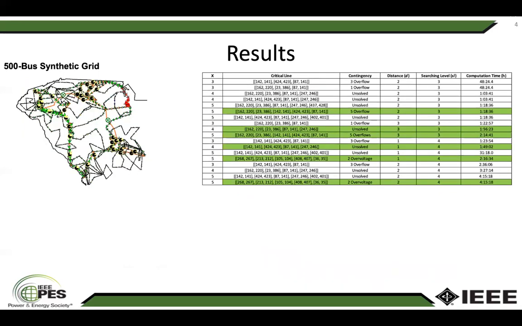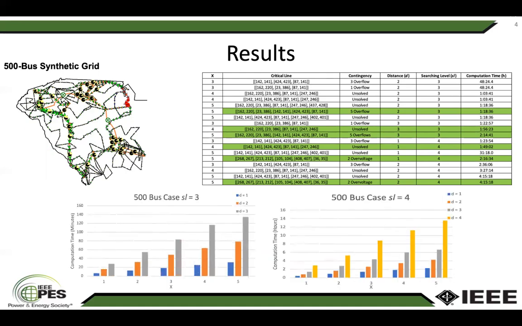For the 500 bus case, we find more critical branches under different distance and searching level. And here is the computation time graph. For the 500 bus case, we find out the searching level is more sensitive than the distance regarding the computation time, since the searching level determines the number of neighboring nodes, which impacts the formulation of the subgraph.